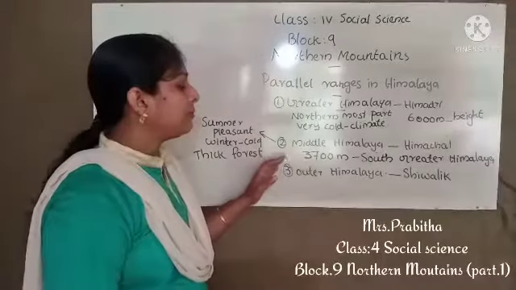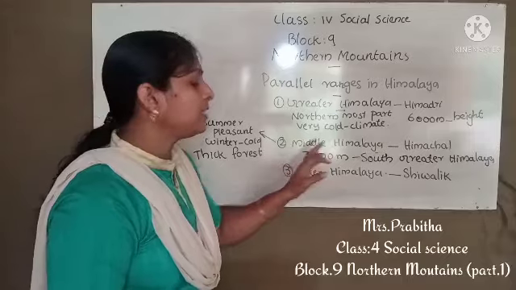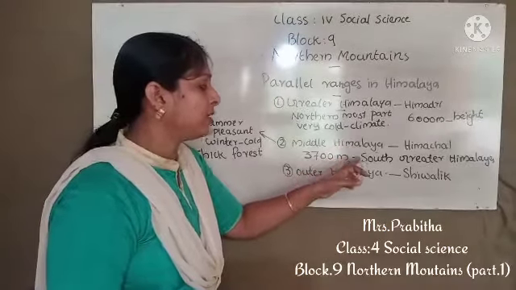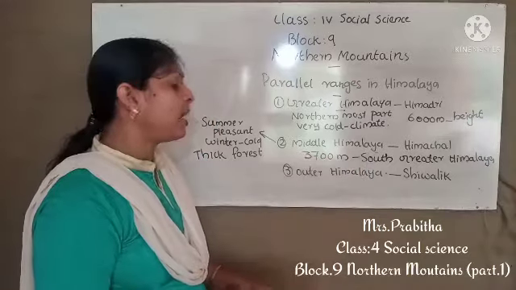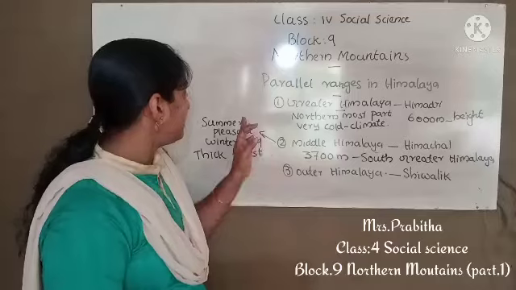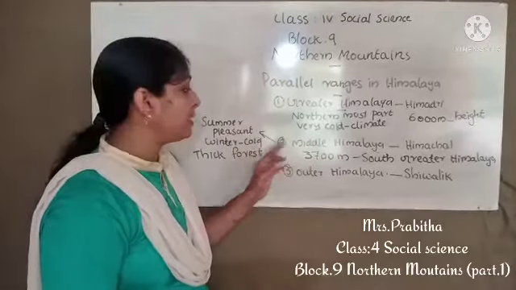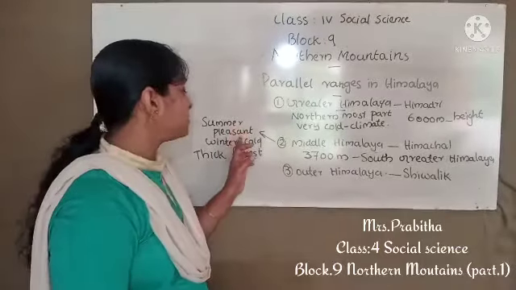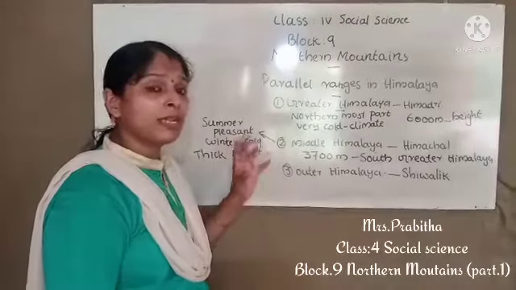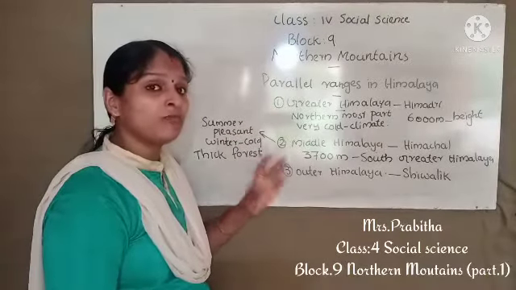So Middle Himalayas are also called Himachal. 3,700 meters is the average height. It is situated in the south of Greater Himalaya. The climate in Middle Himalaya is pleasant in summer and cold in winter, and the mountains are covered by thick forest.